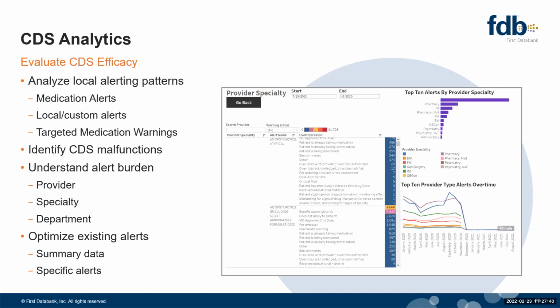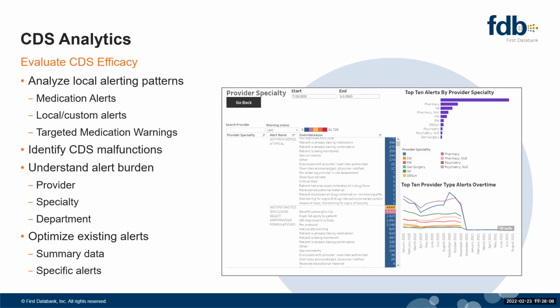You want to be able to analyze the local patterns. You want to understand not just medication alerts, but the local or custom alerts, as well as if you've deployed our targeted medication warnings, be able to see those and compare them to the traditional medication alerting to decide how you might want to refine it. It's designed to help you identify when CDS is likely malfunctioning, so it can help point you in the direction of something that could be problematic and really help you understand, as I mentioned, that alert burden.